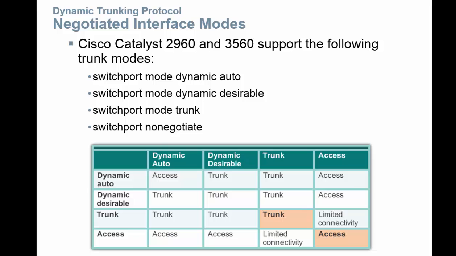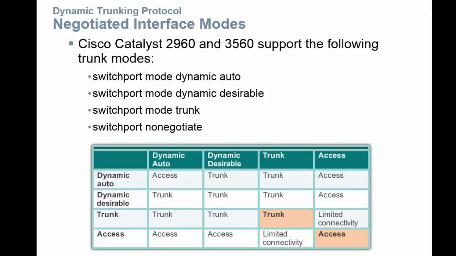With the Cisco Catalyst 2960s and 3560s, they support the following trunk modes. We have switchport mode dynamic auto, switchport mode dynamic desirable, switchport mode trunk, and switchport nonegotiate. With switchport mode dynamic auto, this makes the interface able to convert the link to a trunk link. The interface becomes a trunk interface if the neighboring interface is set to trunk or desirable mode. And the default switchport mode for all Ethernet interfaces is dynamic auto.